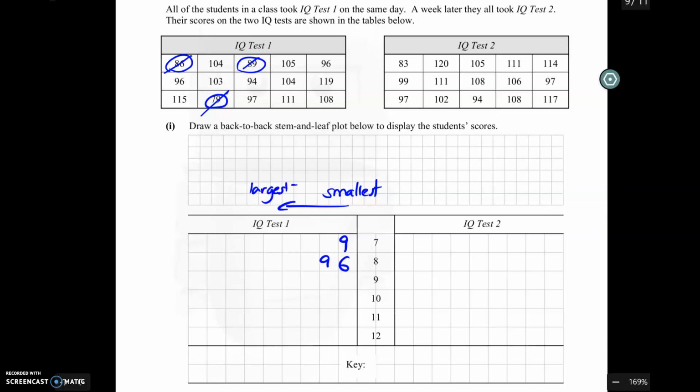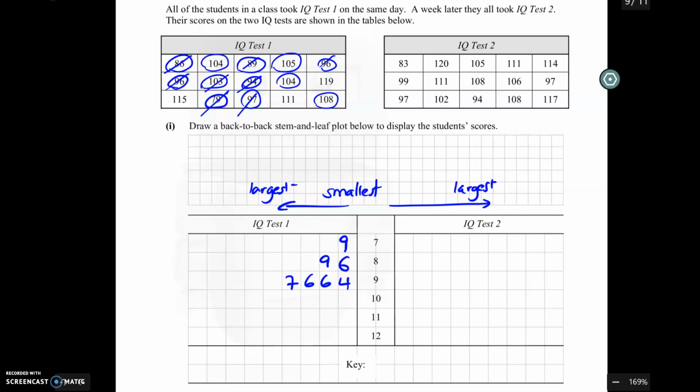And on the other side, the largest goes out this way, okay? So they're kind of growing from the stem, all right? The numbers in the 90s, there's 4 of them there, so we're going to put 94 as the smallest, then two 96s, and then a 97. The numbers in the hundreds, we have 103, 104, 104, 105, 108.